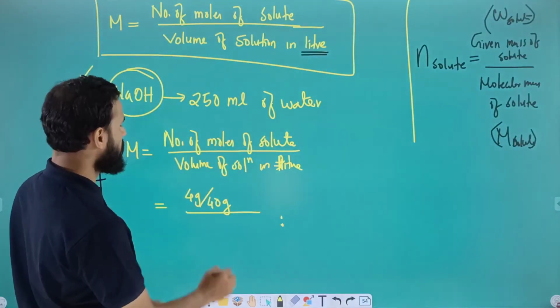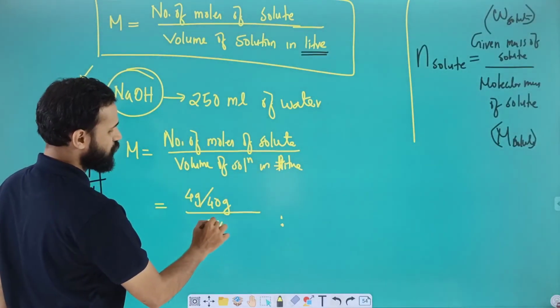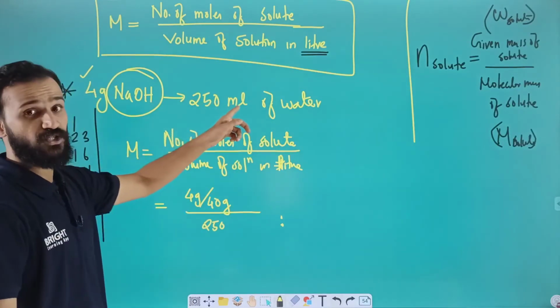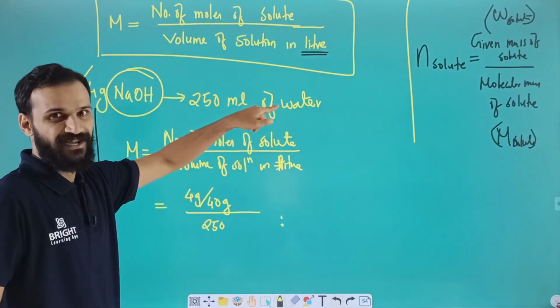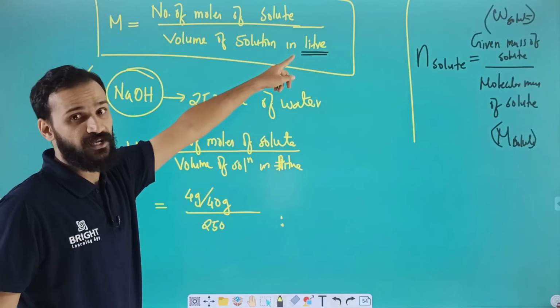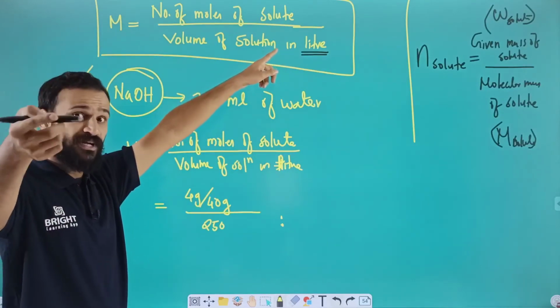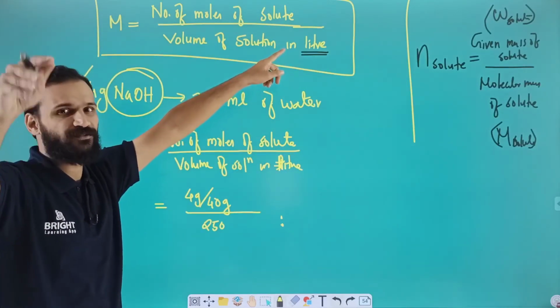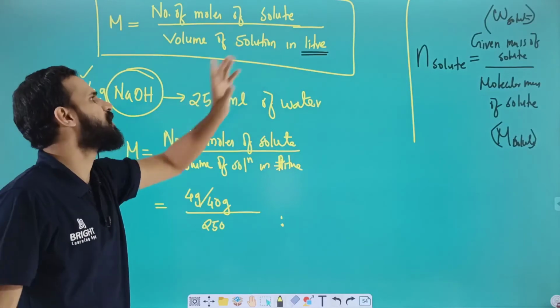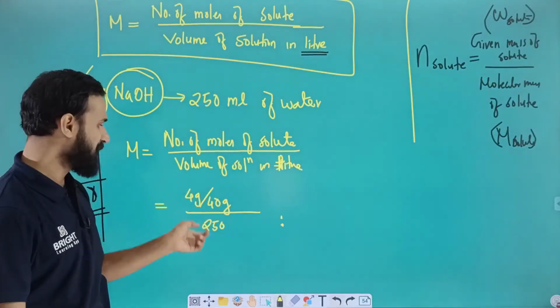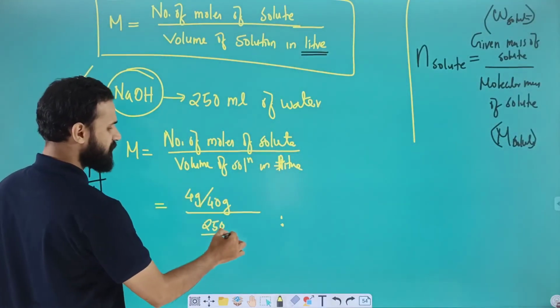So what is the volume? That is 250. This 250 is not in liter, it is in milliliter. According to the definition, molarity is the number of moles of solute dissolved in 1 liter of solution, so the volume of solution must be in liter. How can we convert milliliter to liter? Just divide by 1000.